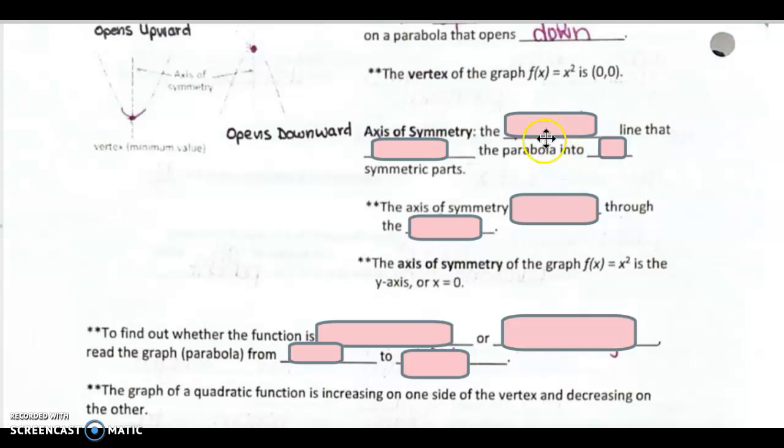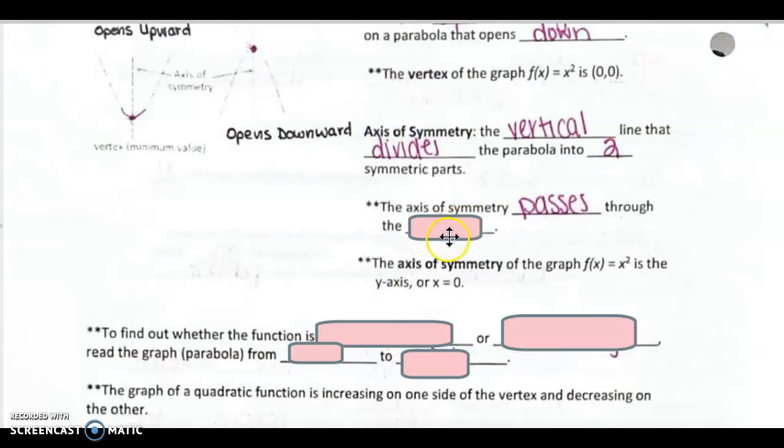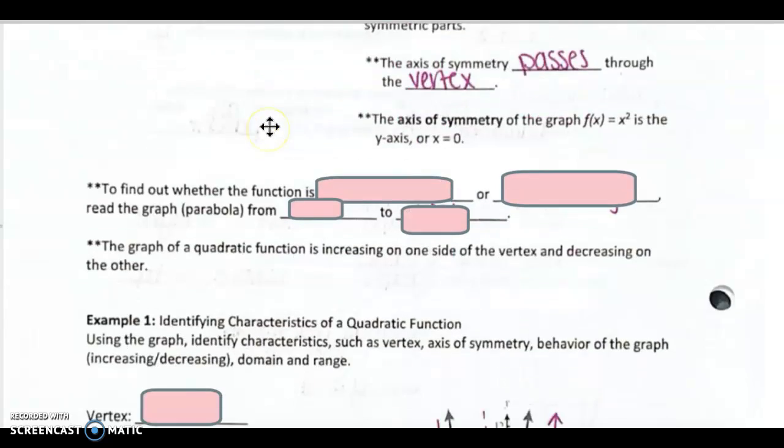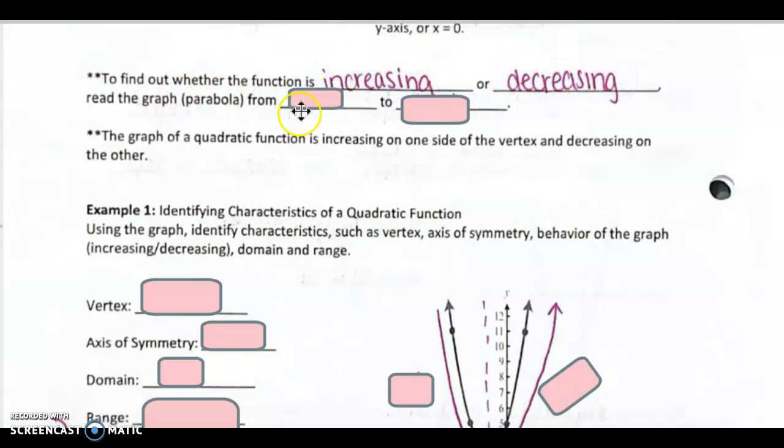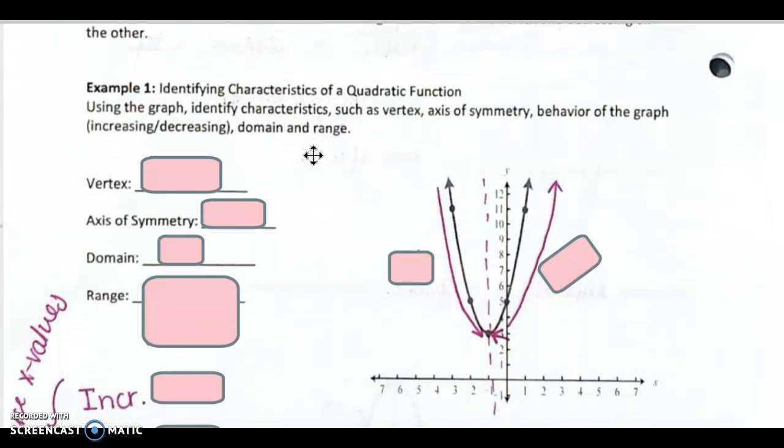Okay, so the axis of symmetry here, that's the vertical line that divides the parabola into 2 symmetric parts, so it makes it equal. And it says the axis of symmetry passes through the vertex. So it's that dotted line that we draw right through the center of the parabola. And it says to find out whether the function is increasing or decreasing, we read the graph or the parabola from left to right. And that's what we'll do down here.